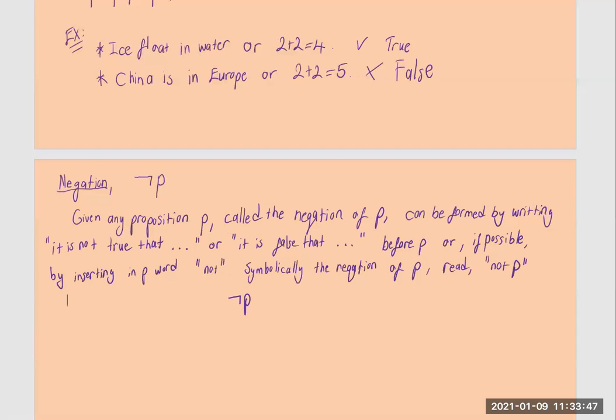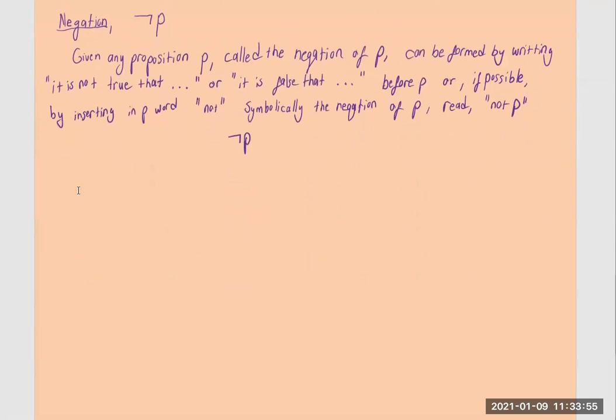And the definition: if P is true, then of course not P is false, and if P is false, then not P is true.